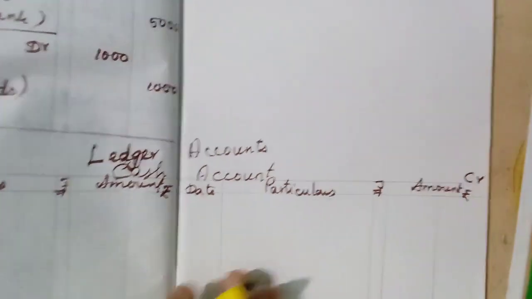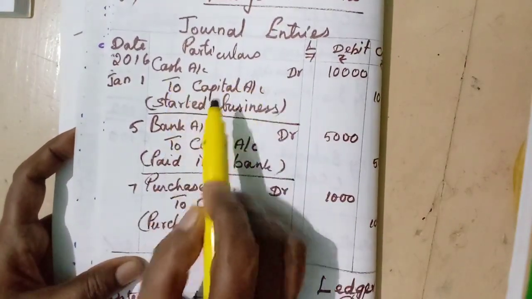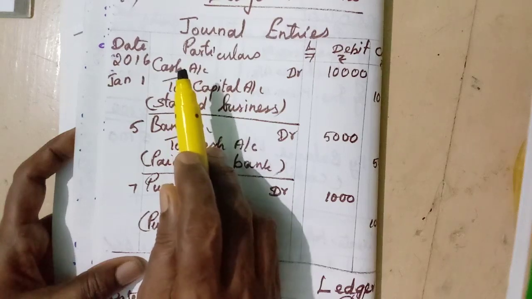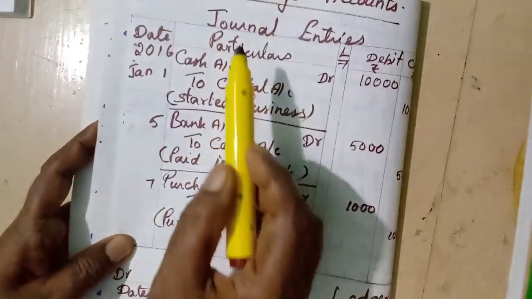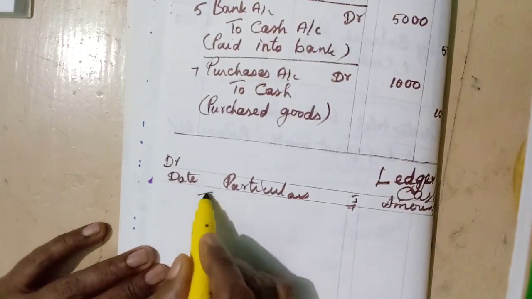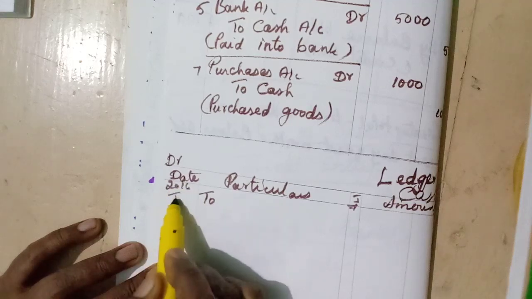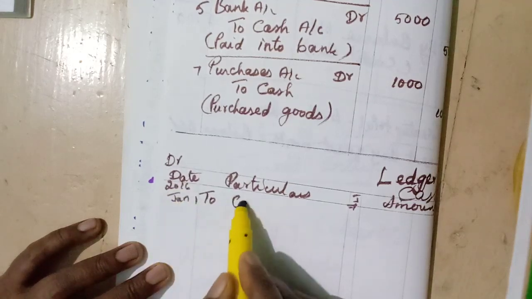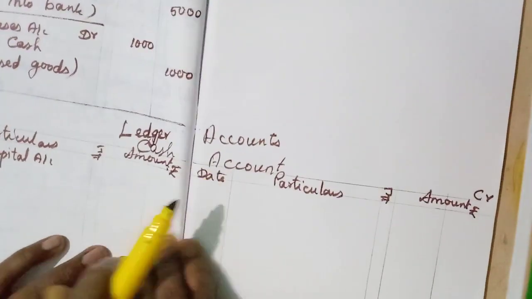Now you have to check the journal entry. What is the first entry? Cash account debtor to capital account. Here cash is debited, so in the cash account we have to write on the debit side. To capital account; we should write in the same way. Before that we should write the date. 2016 January 1, to capital account. The amount 10,000. So we should write 10,000 in the amount column.